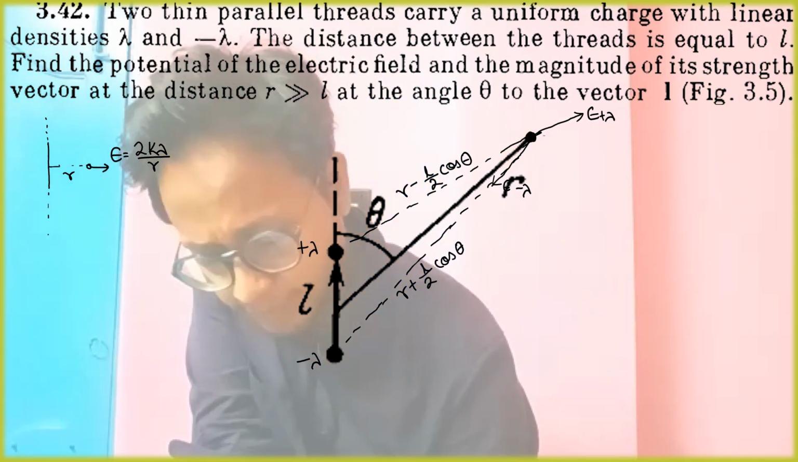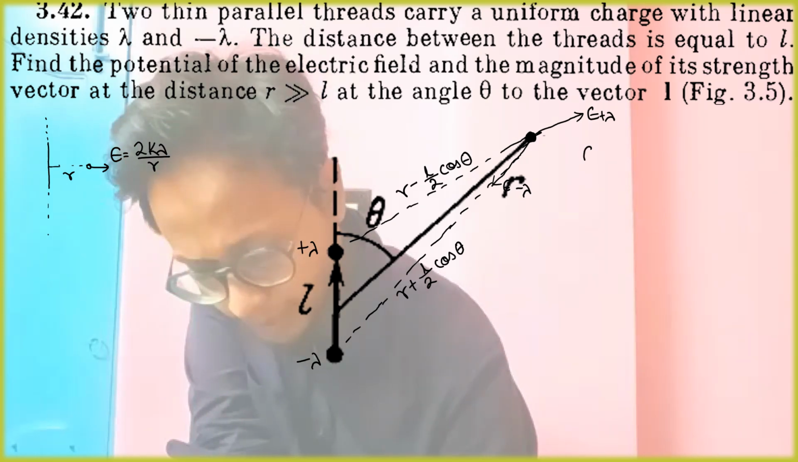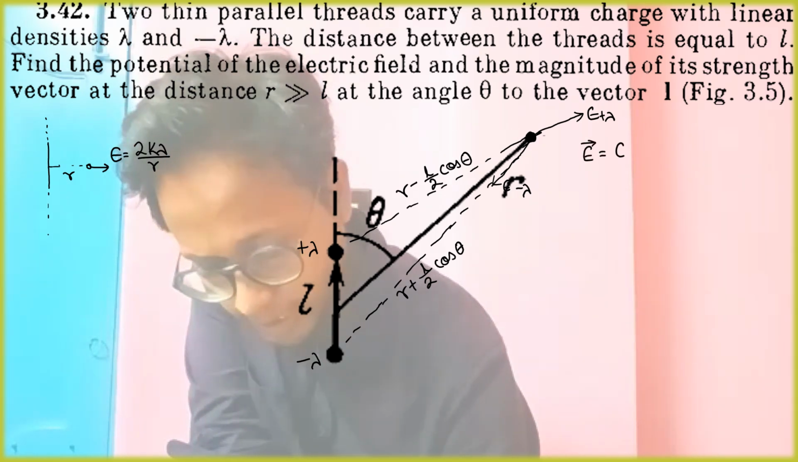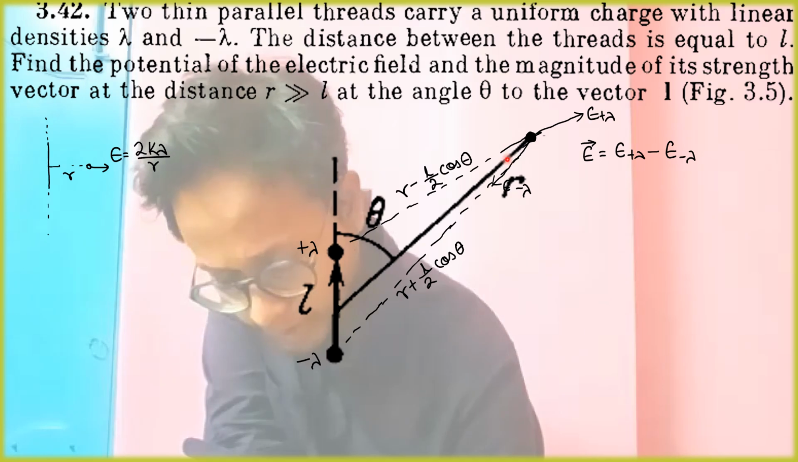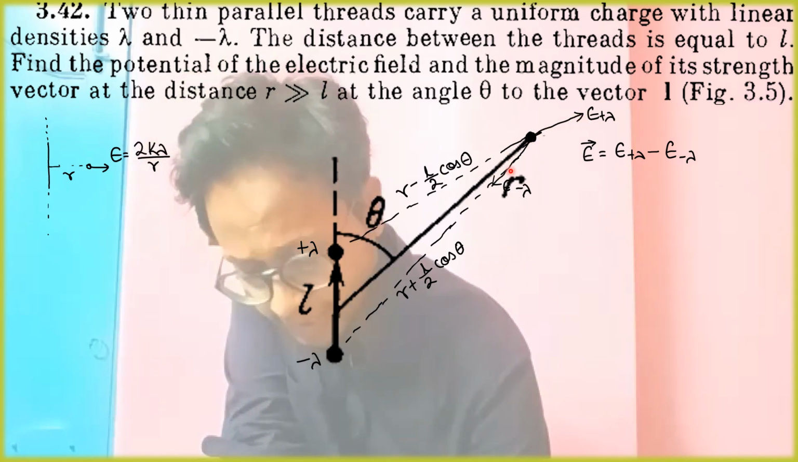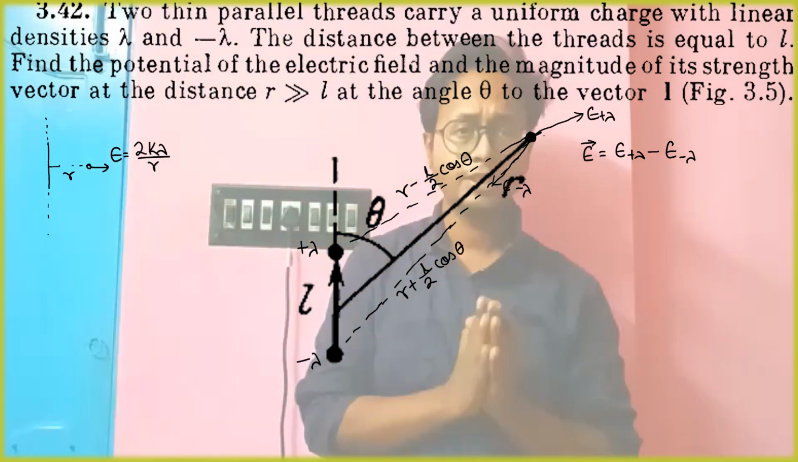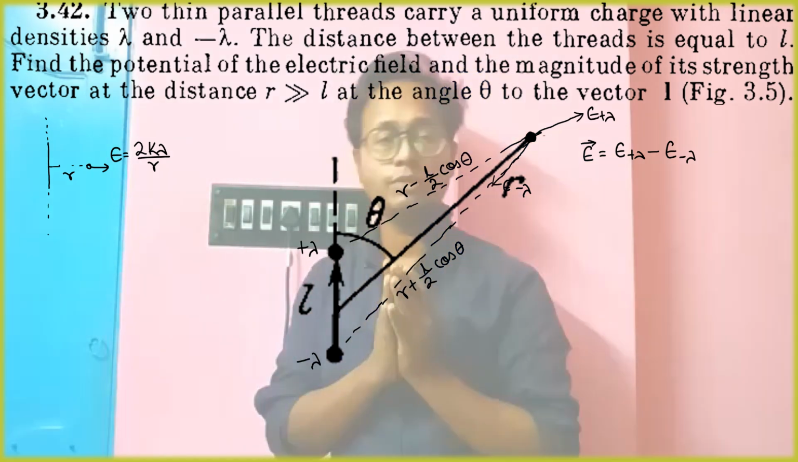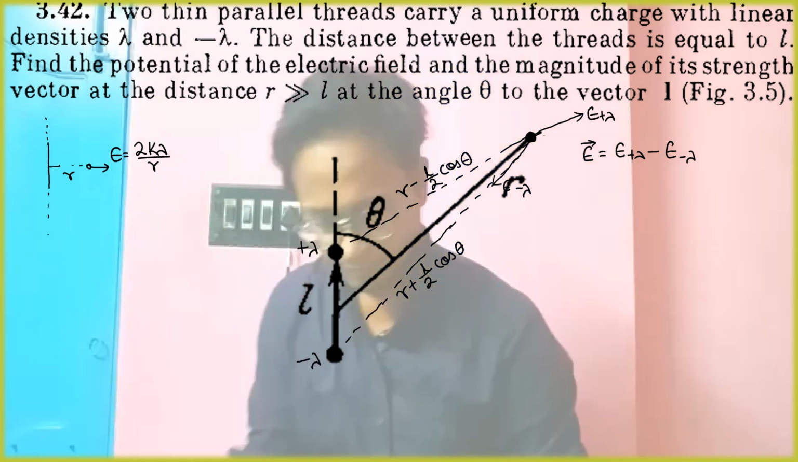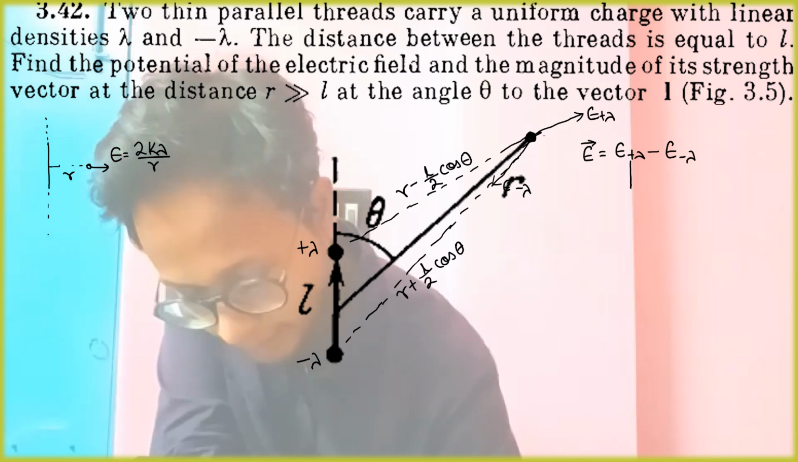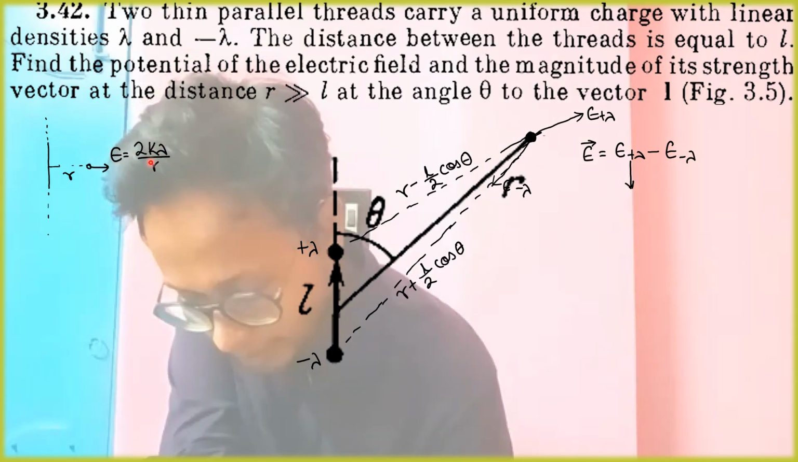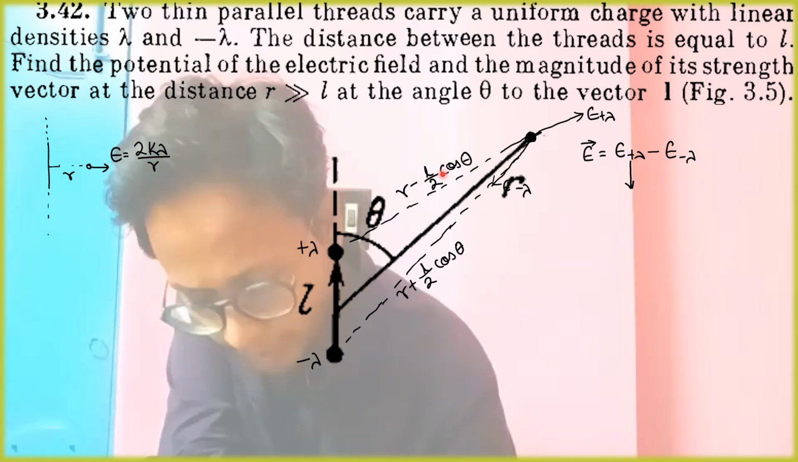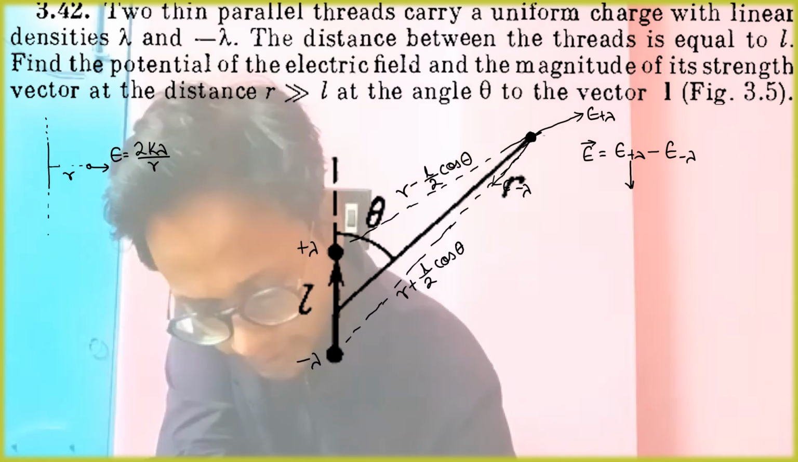So, can I say that this angle is nearly equal to 0? Or the total electric field out here would be how much? Electric field due to plus lambda minus electric field due to minus lambda. Why? Because I have considered this angle to be 0, and these electric fields are assumed to be along the same line. Understood? So this is the primary assumption we make. Now what is the electric field due to the positive lambda charge, or due to this infinitely long wire? 2k lambda by r, where r is nothing but r minus L by 2 cos theta.